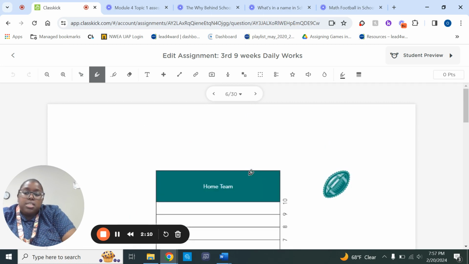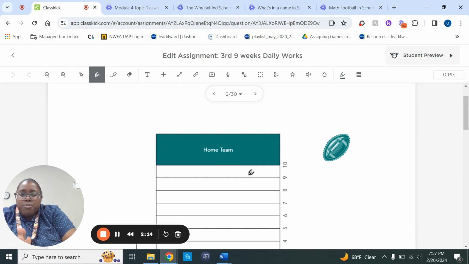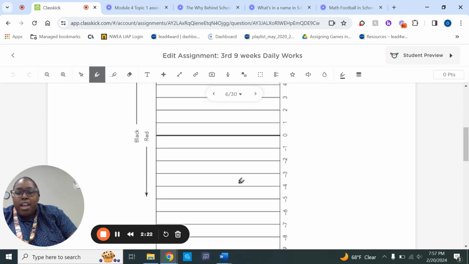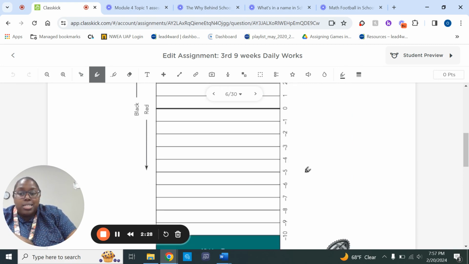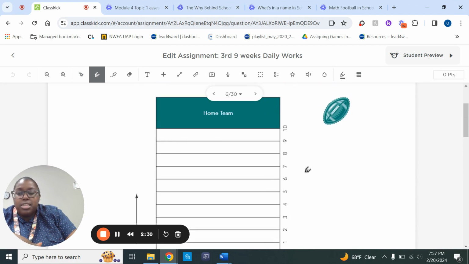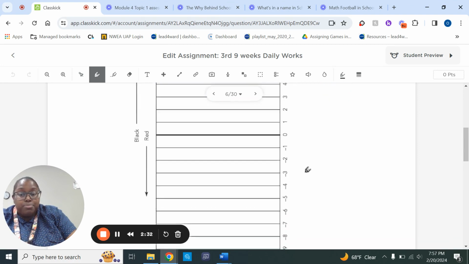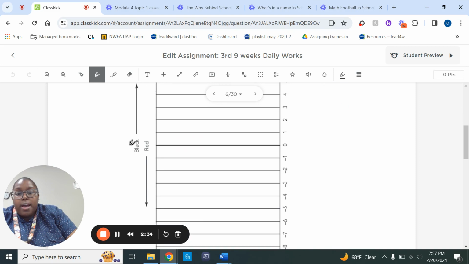Now, one of the things that this homework assignment focused on was towards the back of the packet, right before you got to the assignment page. It showed you an example of a football field. So this is not a real football field. It's just a sideways number line. So you have black going this way, red going this way.